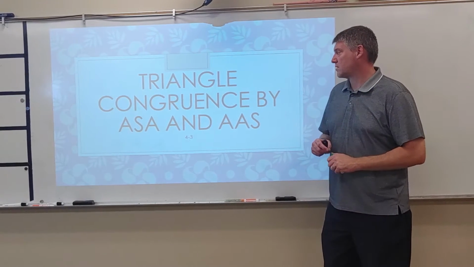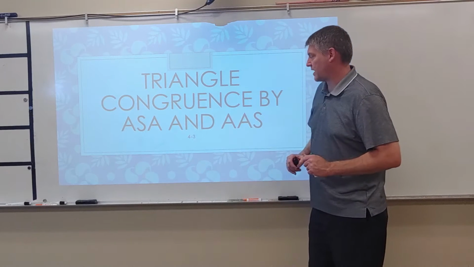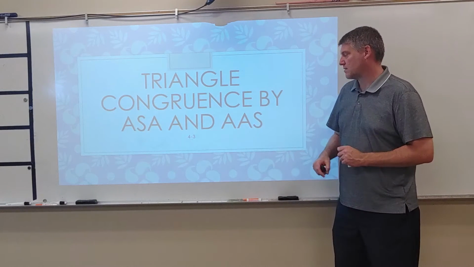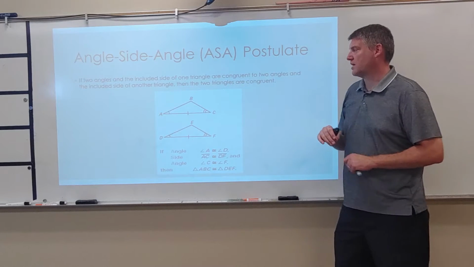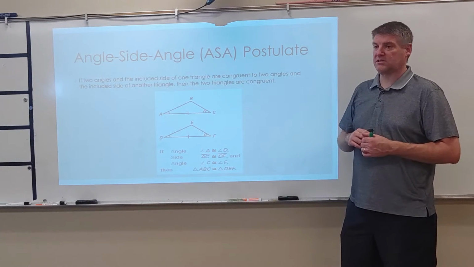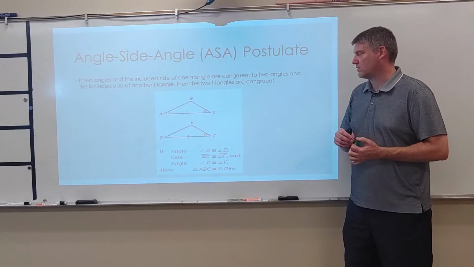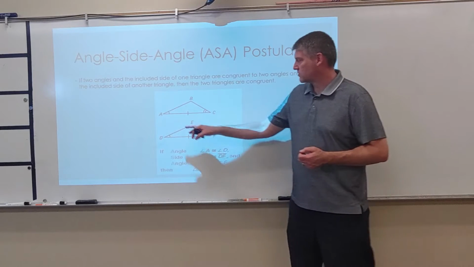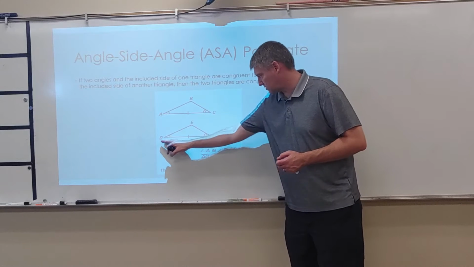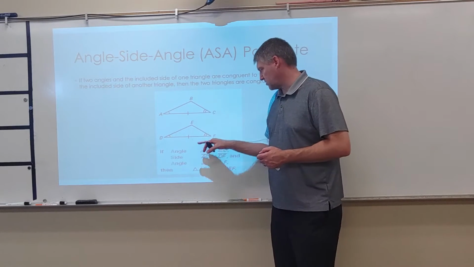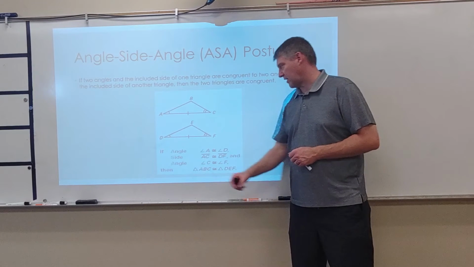All right, we're going to talk about triangle congruency, this time by ASA, which is angle side angle, and AAS, angle angle side. Okay? So the ASA postulate says if two angles and the included side of one triangle are congruent to two angles and the included side of another triangle, then the two triangles are congruent. So here I have angle A is congruent to angle D, side AC is congruent to side DF, angle C is congruent to angle F. So these two triangles are congruent because of angle side angle.